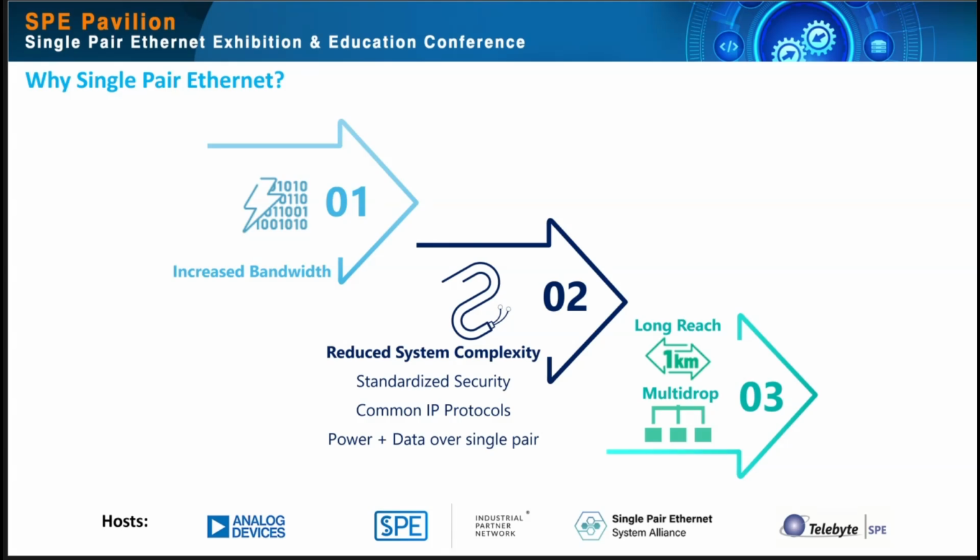Single pair Ethernet also reduces system complexity. It does this by leveraging standardized IP-based security features, common IP protocols, such as Profinet, EtherNet/IP, and OPC UA FX, and it has the benefit of bringing both power and data over that same single pair. This technology also enables both long-reach and multi-drop types of solutions for connectivity, which makes it a great alternative to some of those legacy field buses that can be used in many different ways.